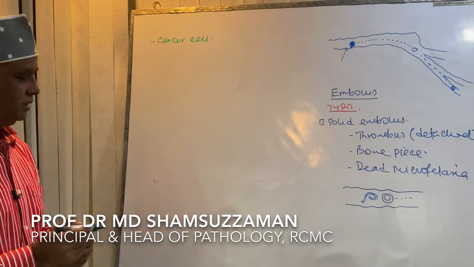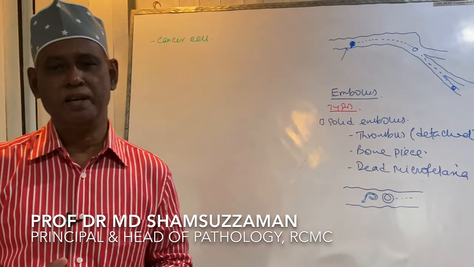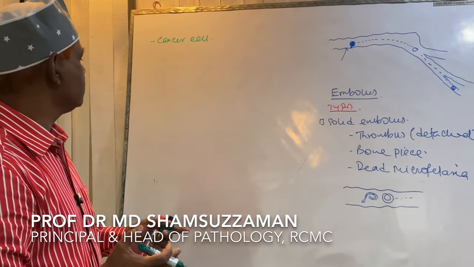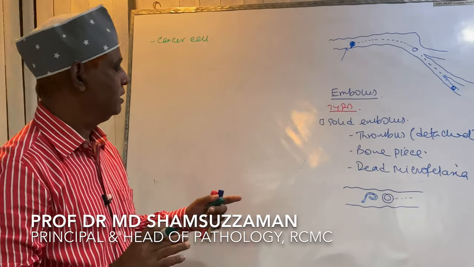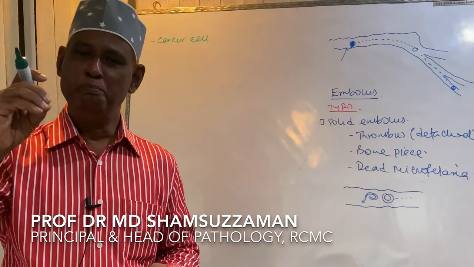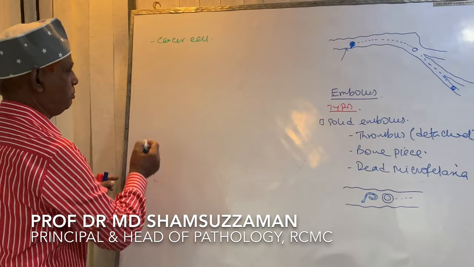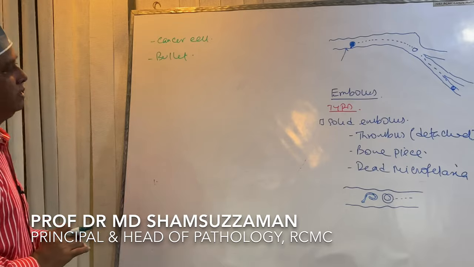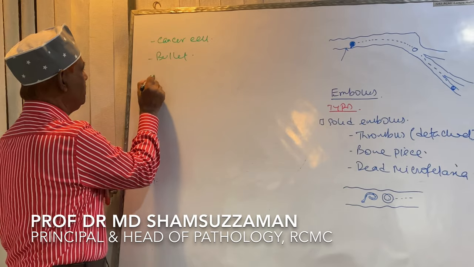Cancer cell. Dear audience, you know cancer may metastasize via lymphatics, by blood vessels, etc. If cancer cell enters into the blood vessel, the cancer cell may be transported by blood as embolus, and this cancer cell may impact in a small vessel and lead to embolism. Bullet. These are the solid embolus. Now come to liquid embolus.